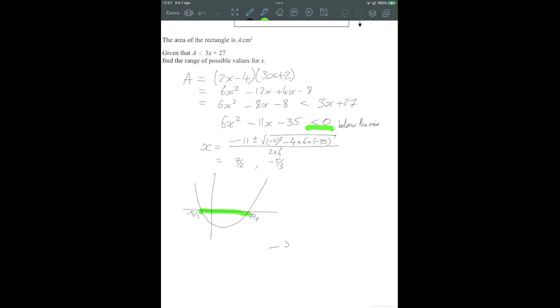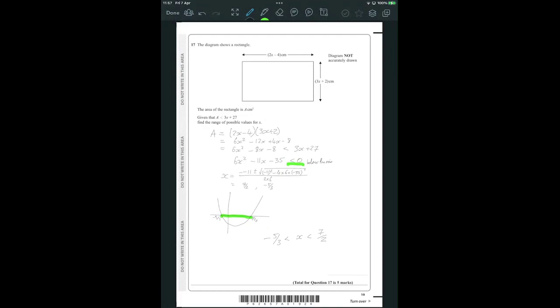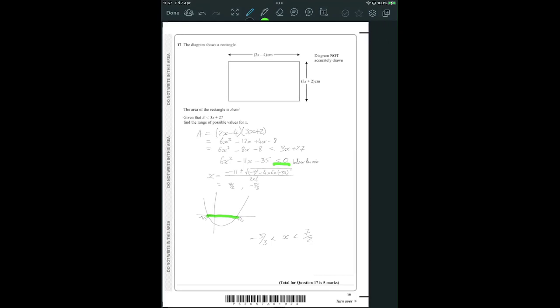So my answer is going to be the sandwich inequality between -5/3 and 7/2. Notice I use strict inequalities because the question used strict inequalities. 5-mark question, quite generous, but a lot of work and a lot of care needed for that question.